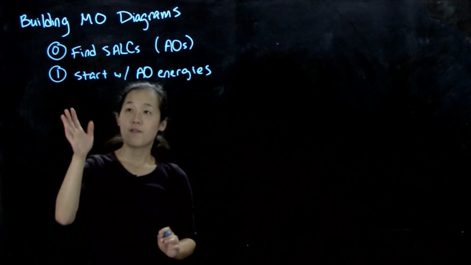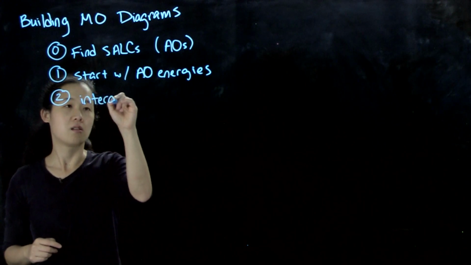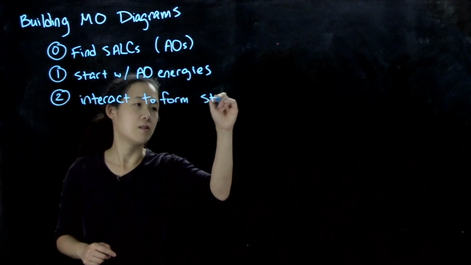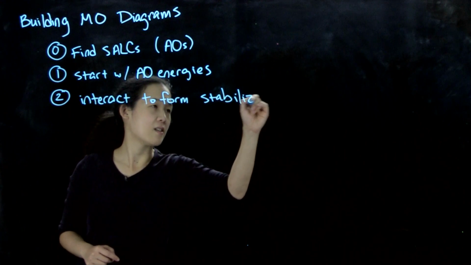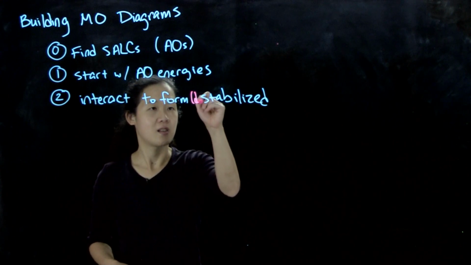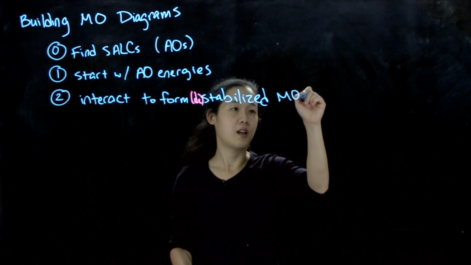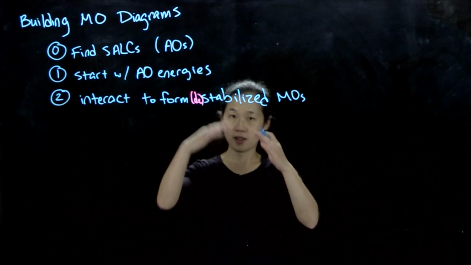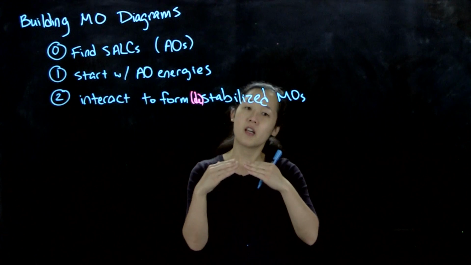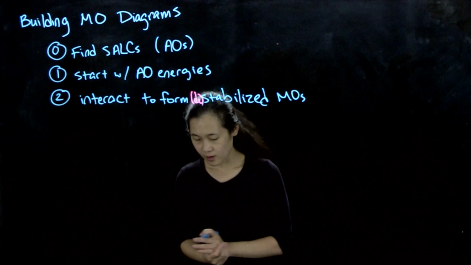OK, so once we have that, and then finally, you want to interact to form stabilized and/or destabilized, I'll put this in parentheses, molecular orbitals. Again, if you form a bonding orbital, it's stabilized in energy, and that's usually represented by in-phase interactions of your orbitals. If you have out-of-phase interactions, then they're destabilized and anti-bonding. So that's something to keep in mind.